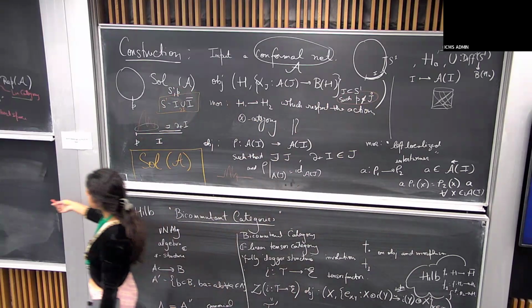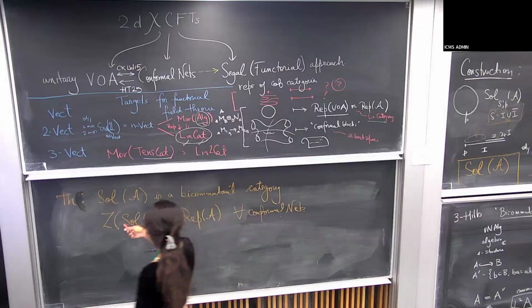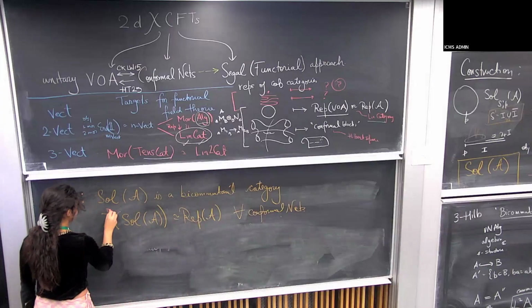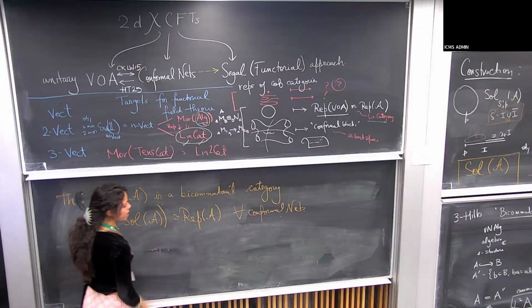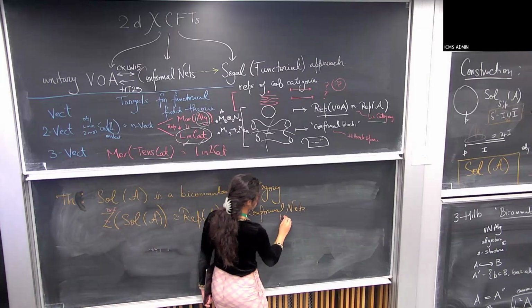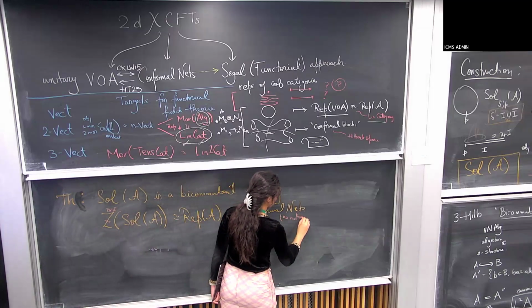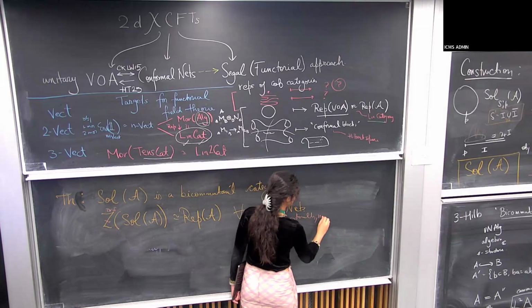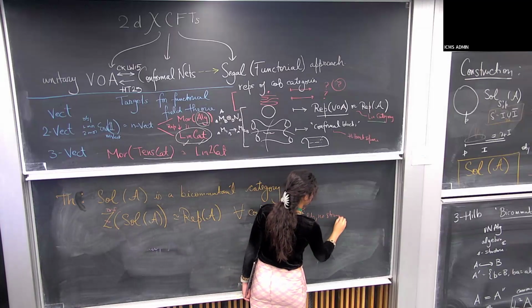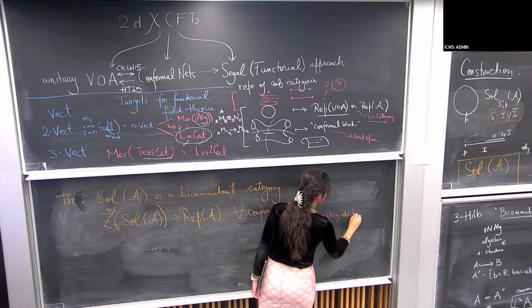So the theorem is that the Drinfeld center of sol is Rep for all conformal nets. So no rationality, no strong additivity assumed.